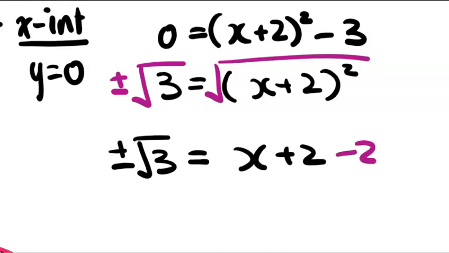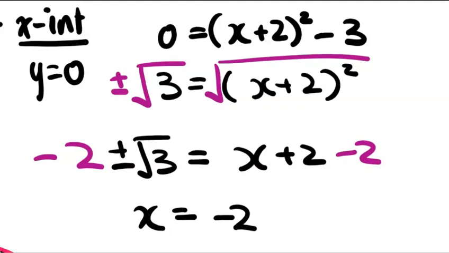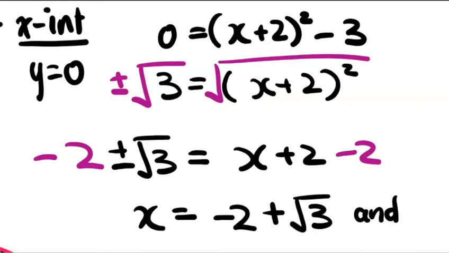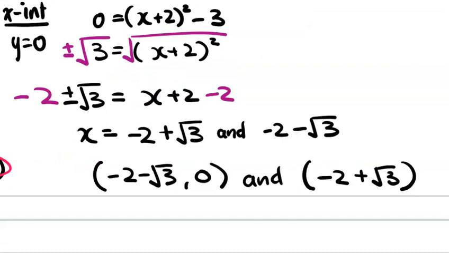Inverse of adding 2 is to subtract by 2. So we're going to subtract by 2 on both sides. And that gives us x is equal to -2 plus root 3 and -2 minus root 3. Now we can plot in these points.